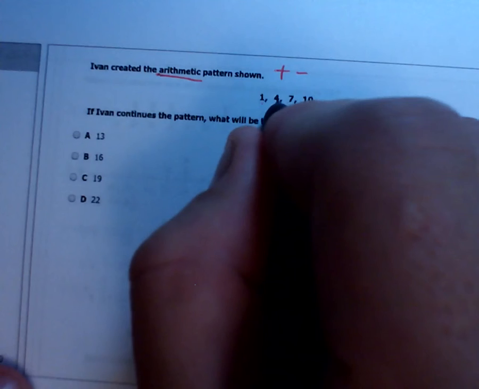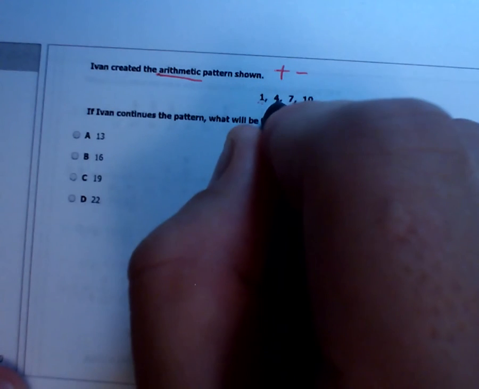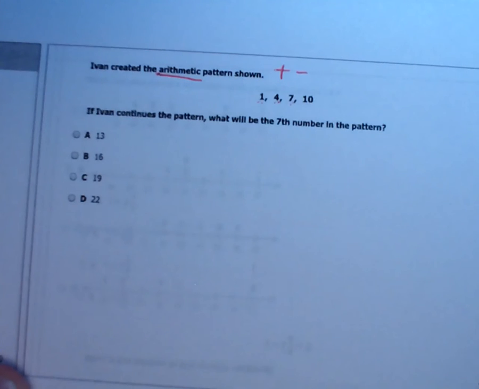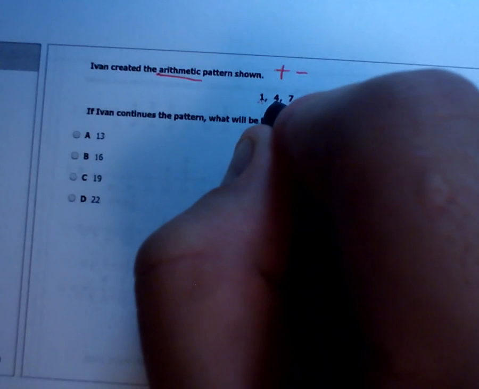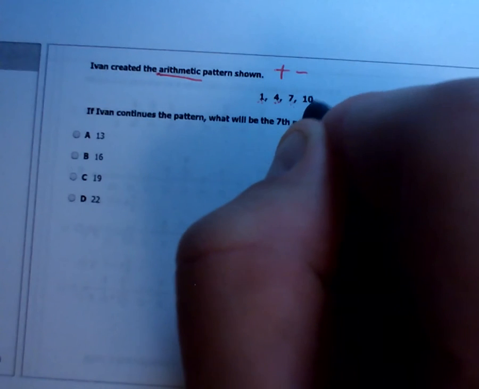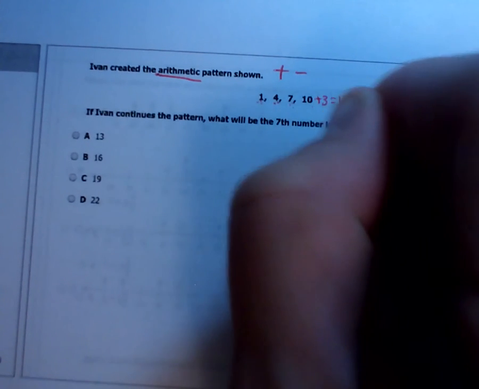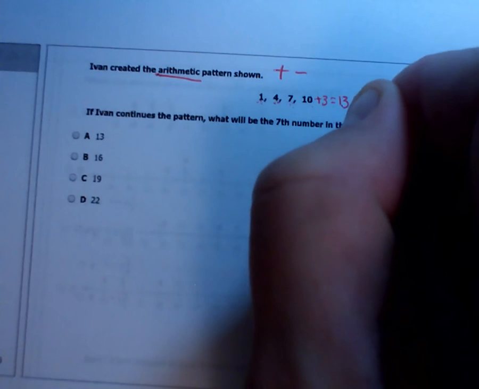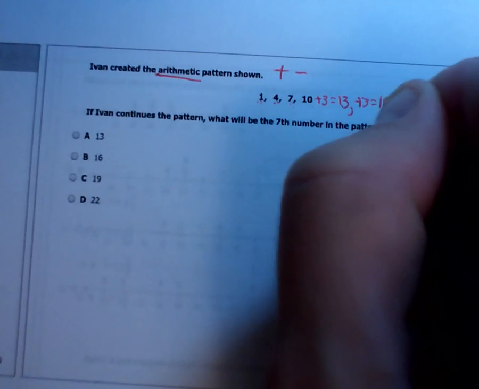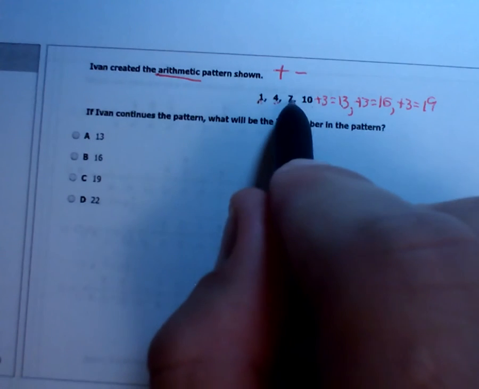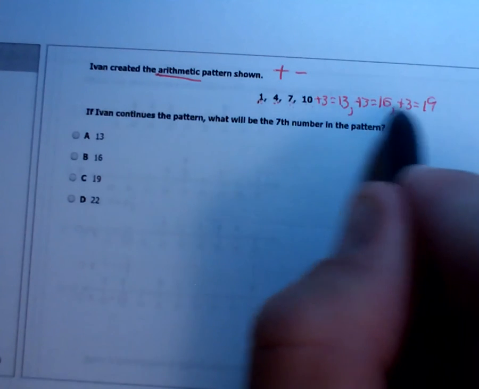So this is going up by 3s. 1 times 4 is 4, but 4 times 4 is not 7. So therefore, it's not going up by timesing. It's going up by adding. 1 plus 3 is 4, plus 3 is 7, plus 3 is 10, plus 3 is 13, plus 3 is 16, plus 3 is 19. All right, so 1, 2, 3, 4, 5, 6, 7.